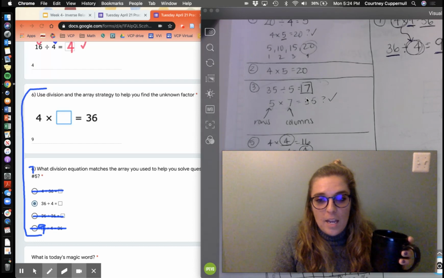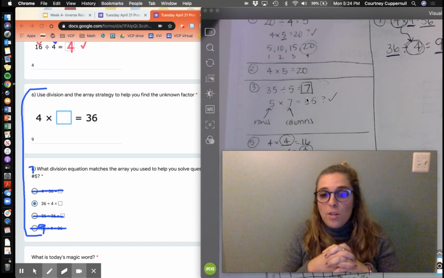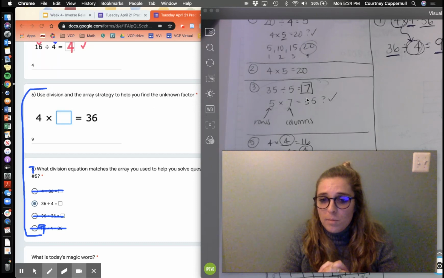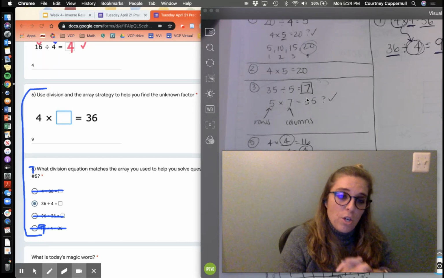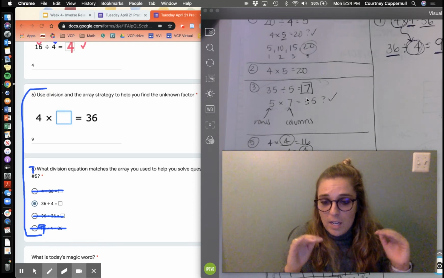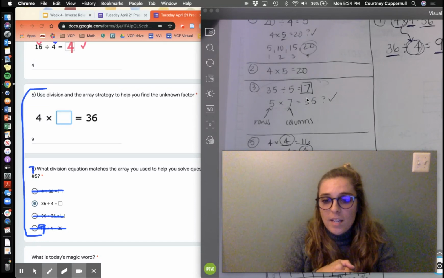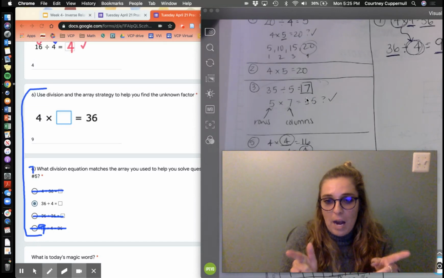But since we are done with our guided practice today, reminder that we are going to be using arrays to be solving multiplication and division equations. You're going to be using your array strategy and your division strategy, which is basically when you just split the array into rows like we did today to figure out how many go in each row, to help you find the unknown factor in some of your IP questions.